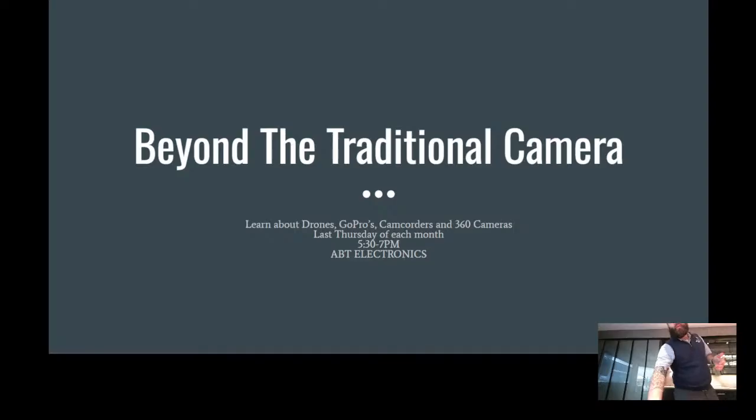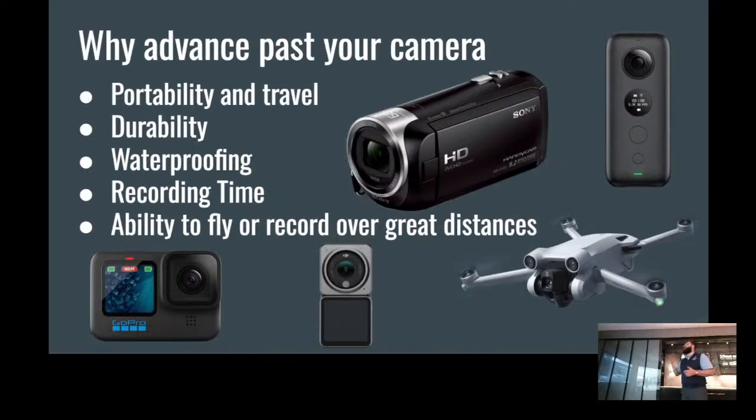Why do we want to go past these types of cameras? Why do we want something like this? Portability and travel is a huge aspect of this. They're lightweight, they're easy to bring with, they're durable. You can take a beating with them, you can put them into high stress situations, you can be not fearful to use your camera like you might be to use your expensive mirrorless or DSLR in certain situations. Durability with these smaller cameras also comes with waterproofing. A lot of the technology we're looking at today is water resistant or proof, which makes it really, really durable.